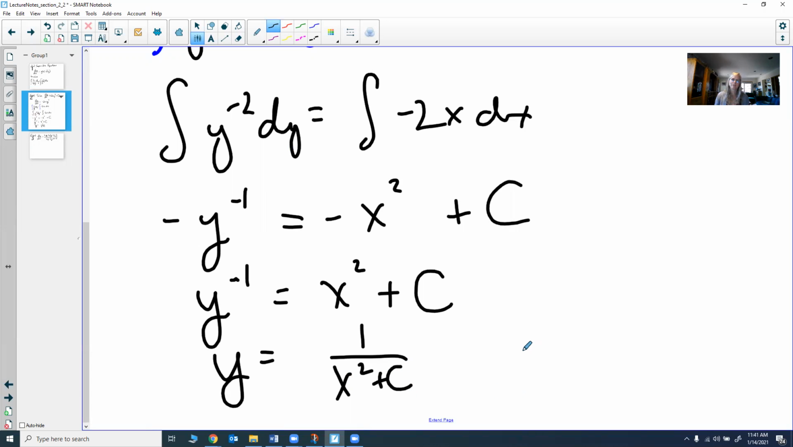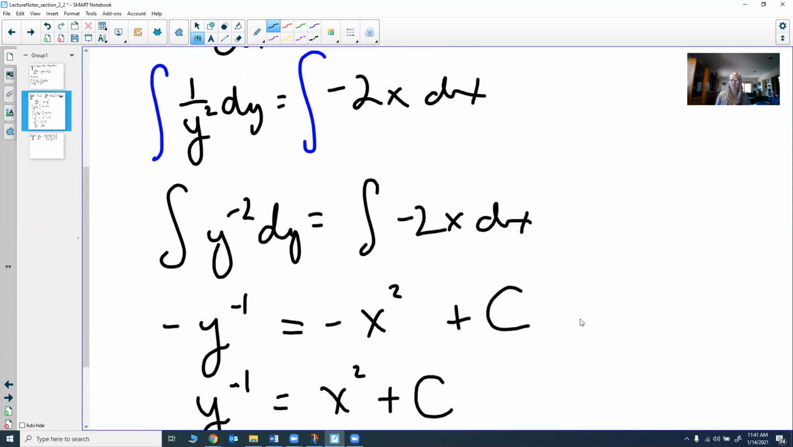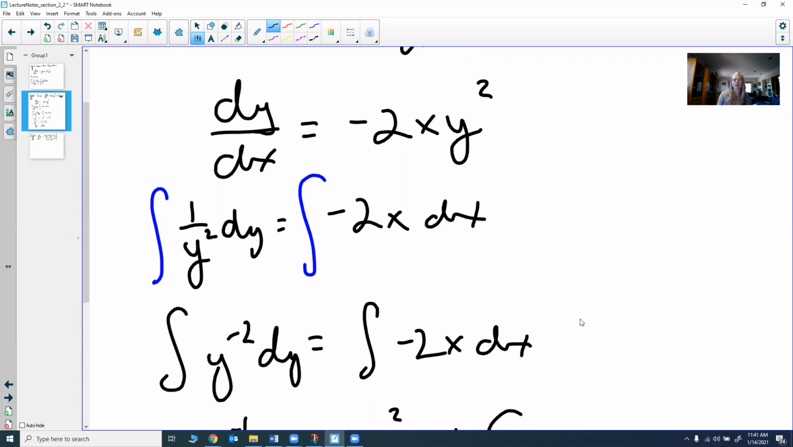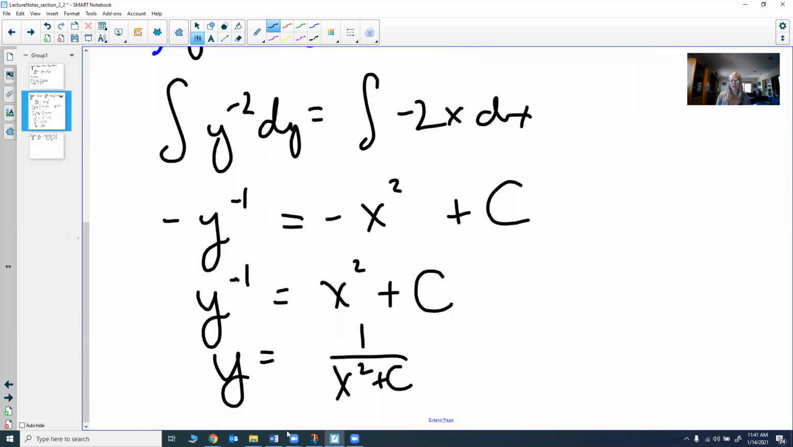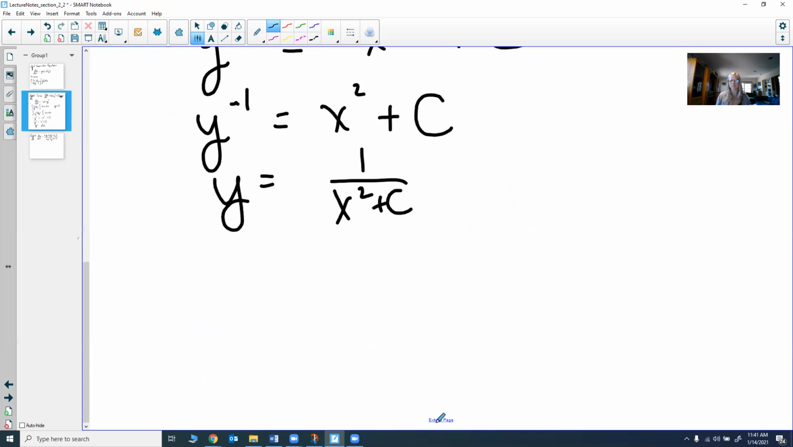And there's your solution. Unfortunately, it's not necessarily the only solution to this. We made an assumption up here when we divided through by y squared, a very important assumption. The assumption was that y was not 0, because otherwise we couldn't divide through by y squared. That means we cannot get y equal to 0 out of this equation. y equals 1 over x squared plus c will never give you y equal to 0 as an answer.